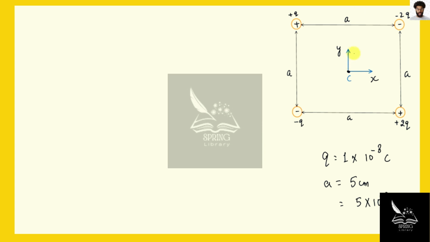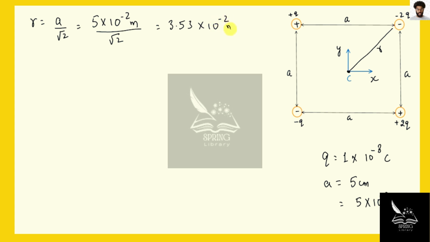Now first of all we'll be calculating the distance of the point charges from the center. That is this distance r, and this distance would be the same for each and every charge. So r would be equal to a over root 2, and a we have 5 times 10 to the power minus 2 meter divided by root 2, and it would be equal to 3.53 times 10 to the power minus 2 meter.